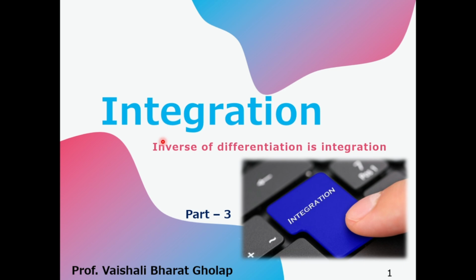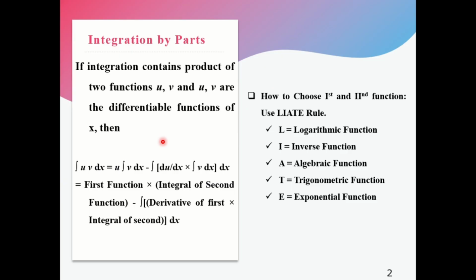In this video we are going to see integration by parts. If integration contains a product of two functions u and v, and u and v are differentiable functions of x, then we use the integration by parts rule. Integration of uv dx is equal to u integration of v dx minus integration of the bracket, derivative of u with respect to x into integration of v with respect to x, whole integration with respect to x.